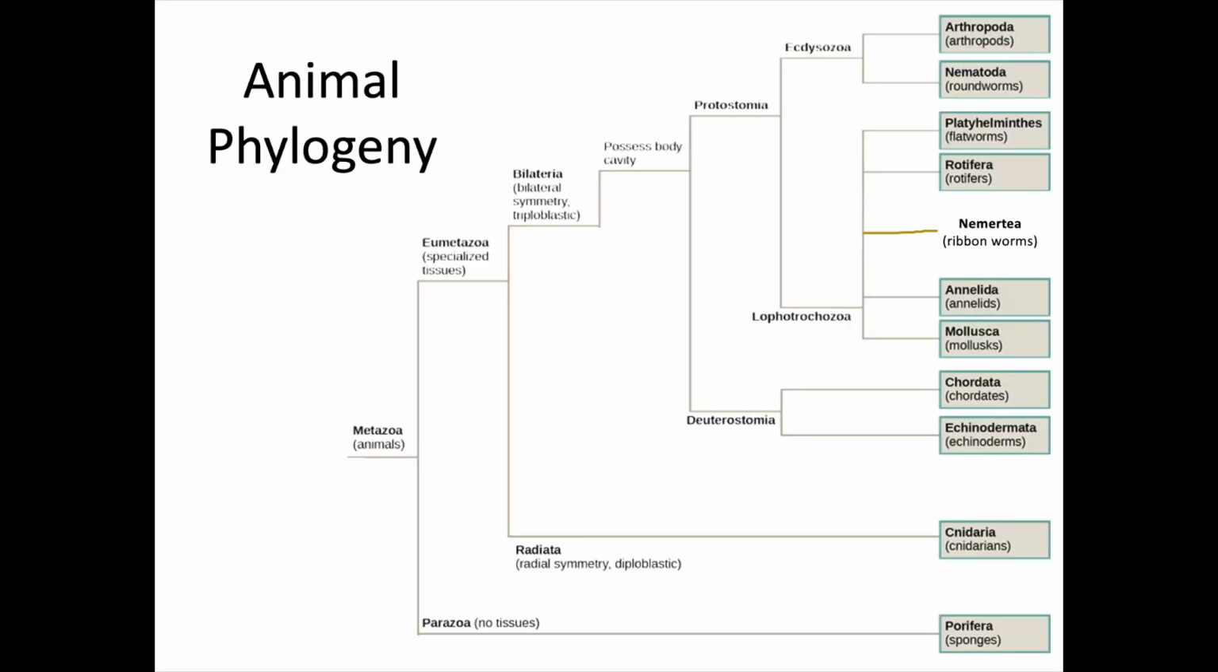All right, moving on. So now that we're done with Mollusca, let's move to our next group here, Annelida. And just to remind you, we are still in Lophotrochozoa, and we're still in Protostomia.